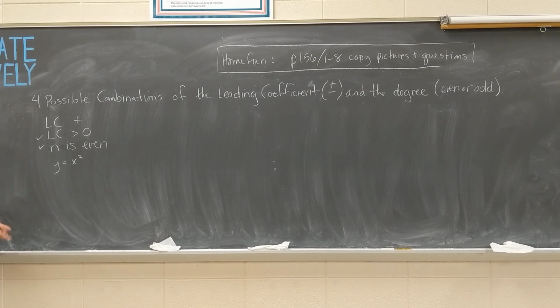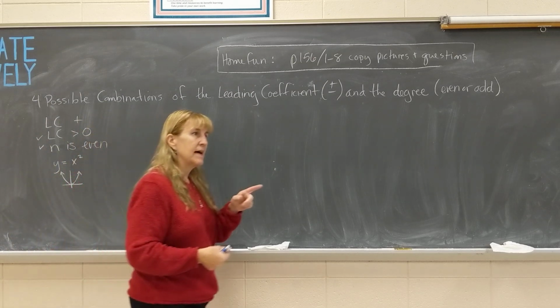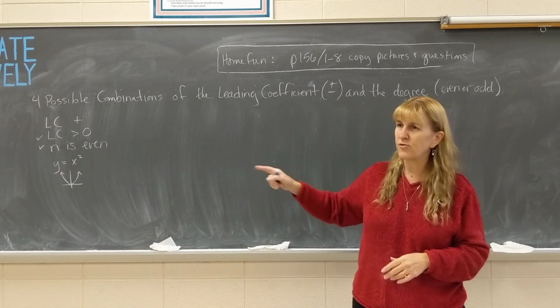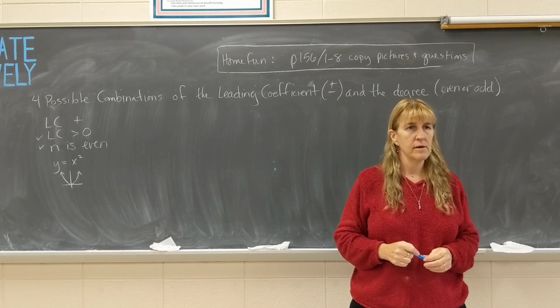Alright, so do you know what it looks like? I hope everybody knows that it has this U shape, goes right down through 0, 0, and keeps going. Every single polynomial function that has an even degree and a positive leading coefficient will share the same basic trait that y equals x squared does.